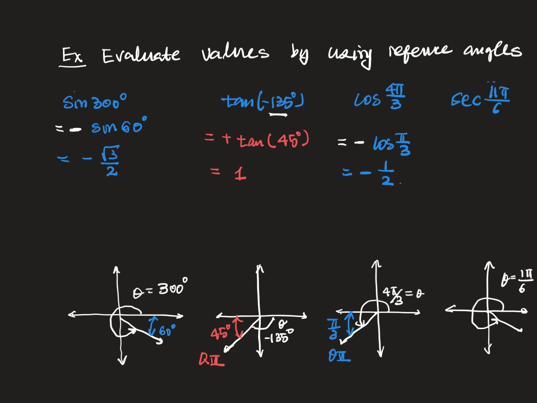Secant 11 pi over 6. Secant is the reciprocal of cosine. This one is in quadrant 4, where cosine is positive, and the same for secant, so this is positive. The reference angle is pi over 6. So this is secant pi over 6, which is 1 over cosine pi over 6. That's 1 over square root 3 over 2, which is 2 over square root 3.